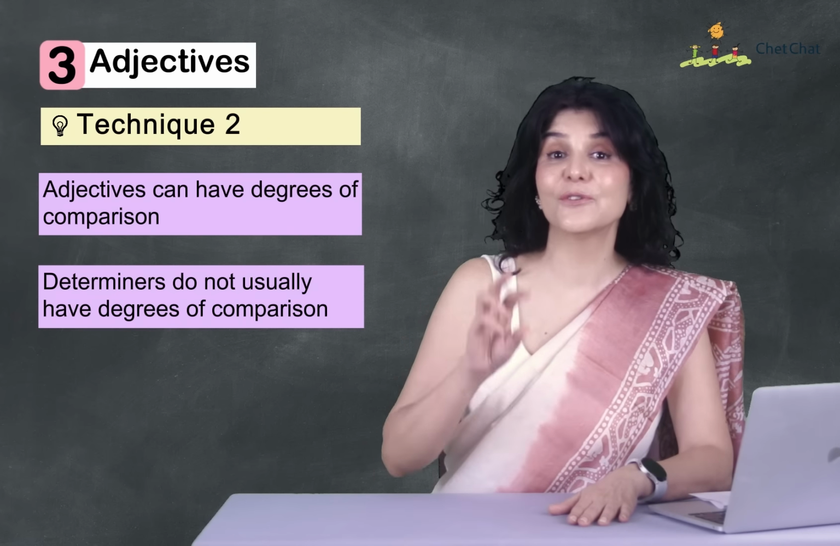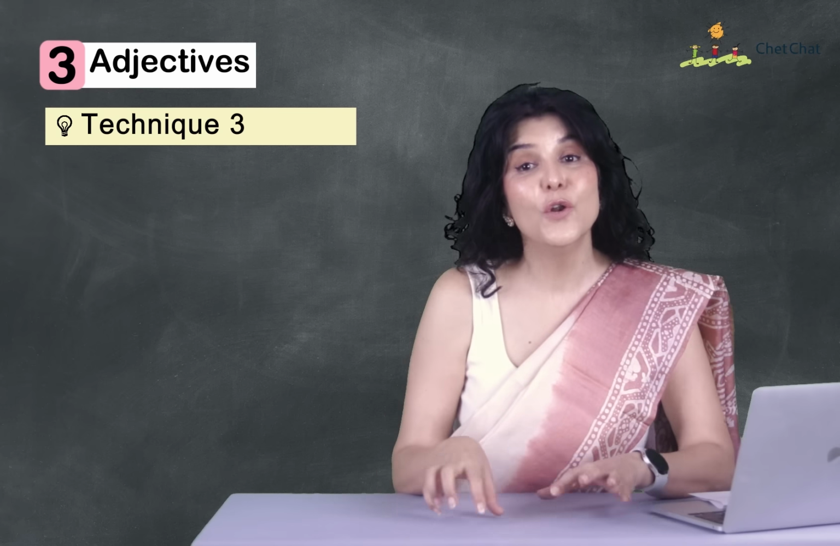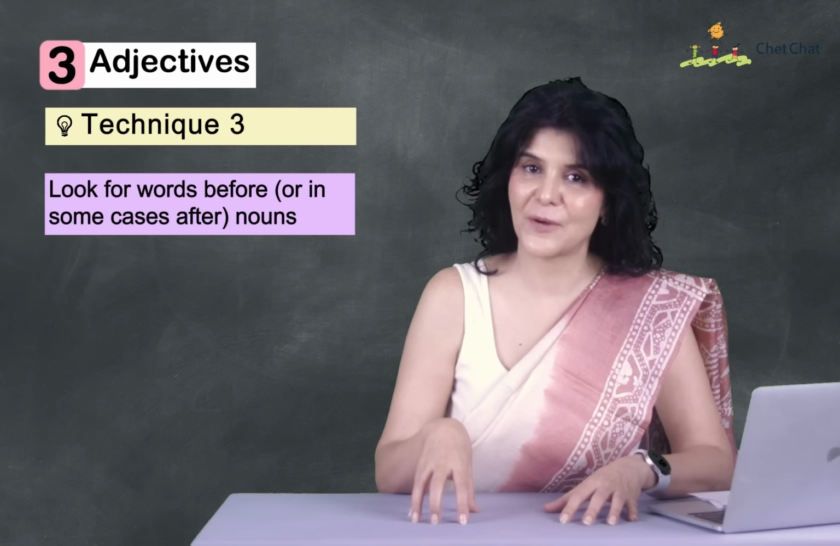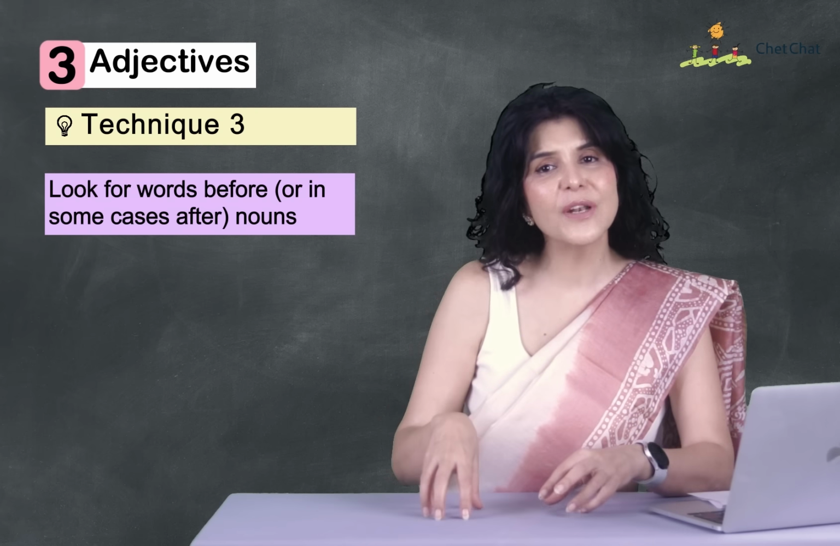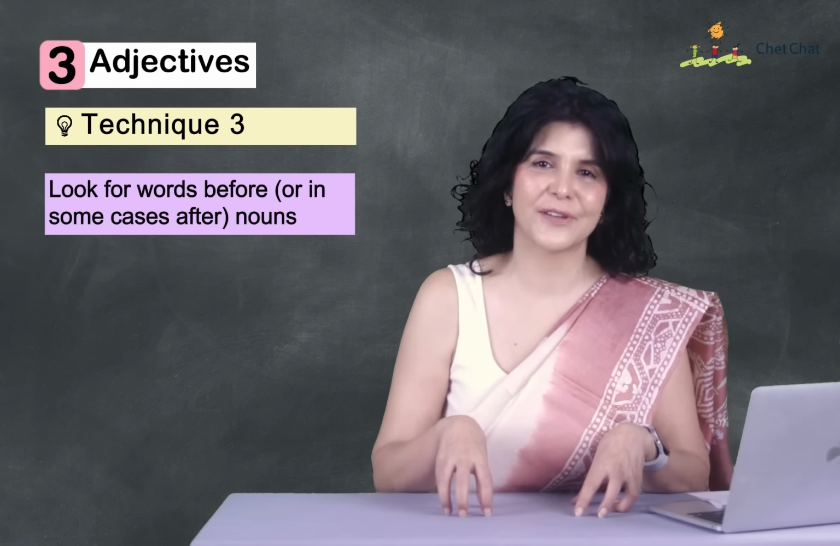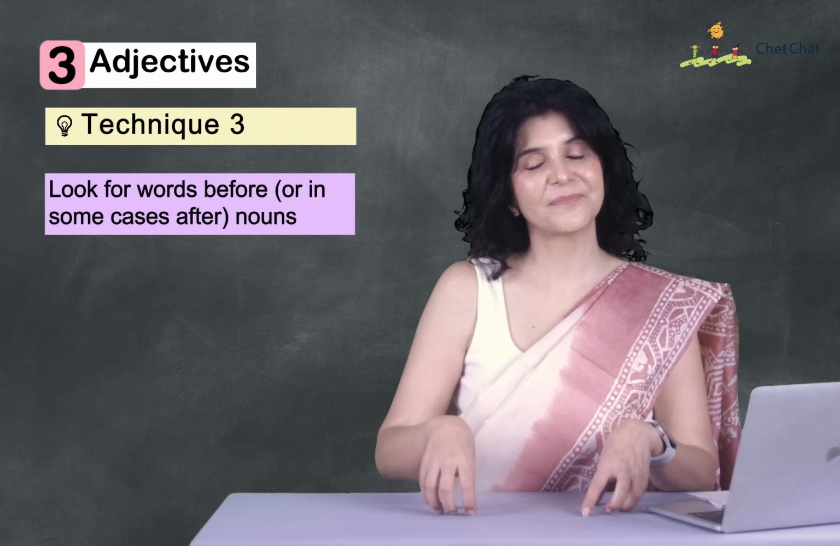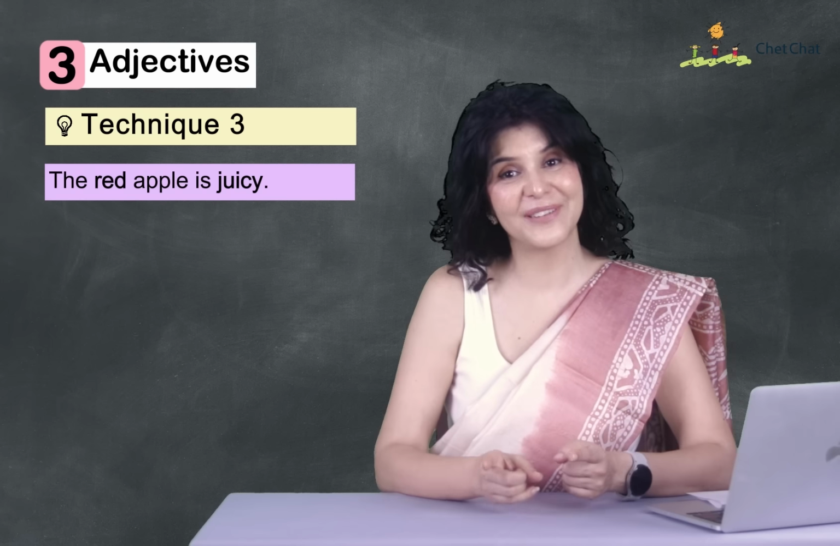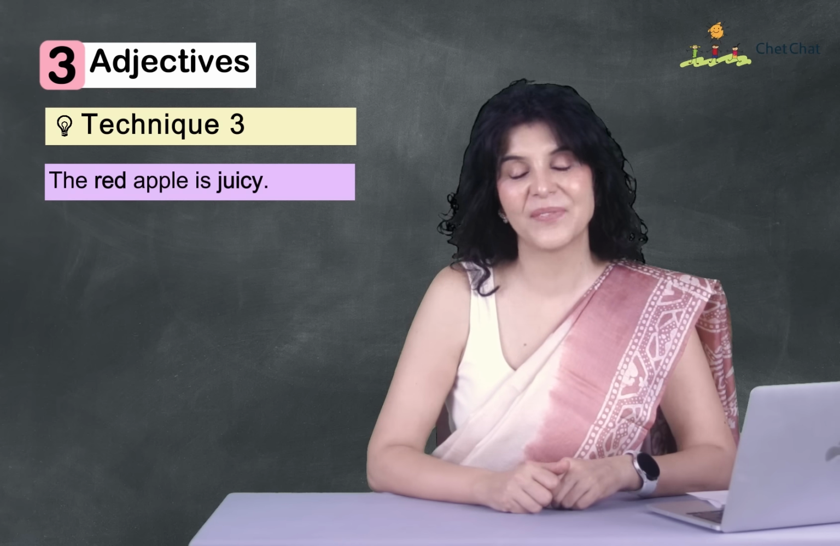And now let's get on to technique number 3 of identifying adjectives. Look for words before or in some cases after the nouns. Adjectives often come before or soon after the noun that they are modifying. The red apple is juicy. Red and juicy are both adjectives.